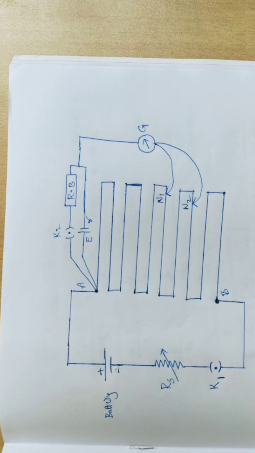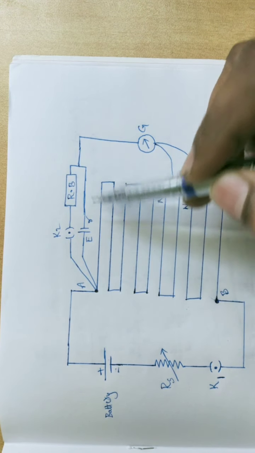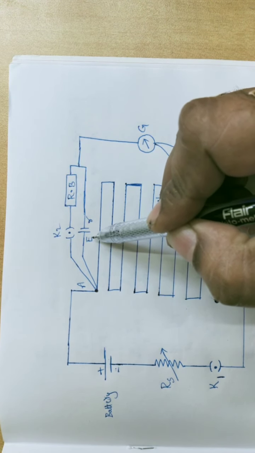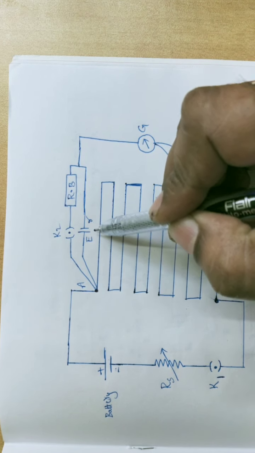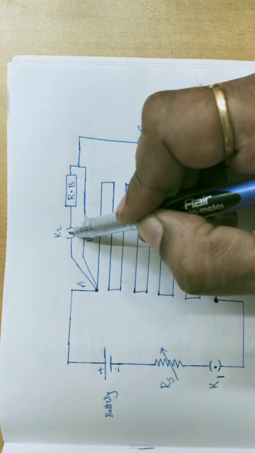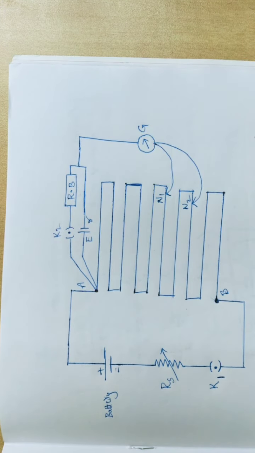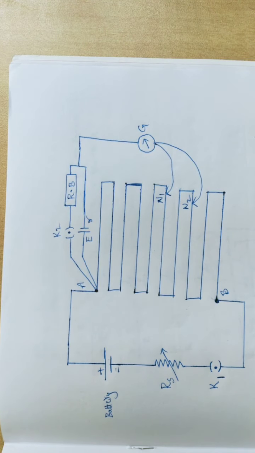In the secondary circuit we are taking one cell having internal resistance r, and that cell has EMF E. In this way we can easily arrange the secondary circuit. This is a cell having EMF capital E and internal resistance small r. Parallel to that we are arranging another tap key, named K2. Along with that we are introducing one resistance box.